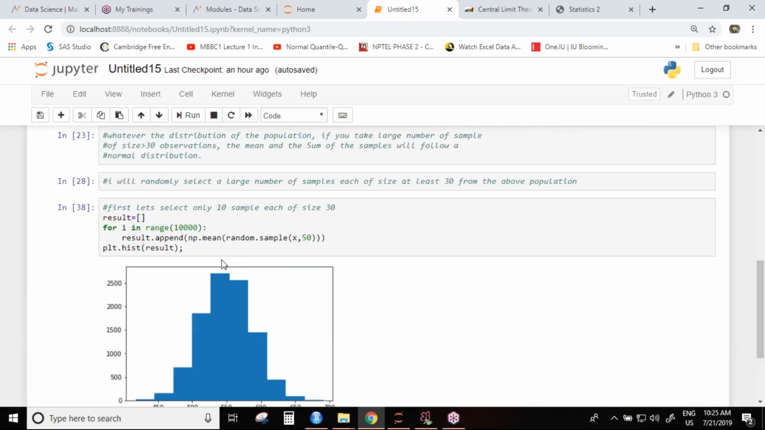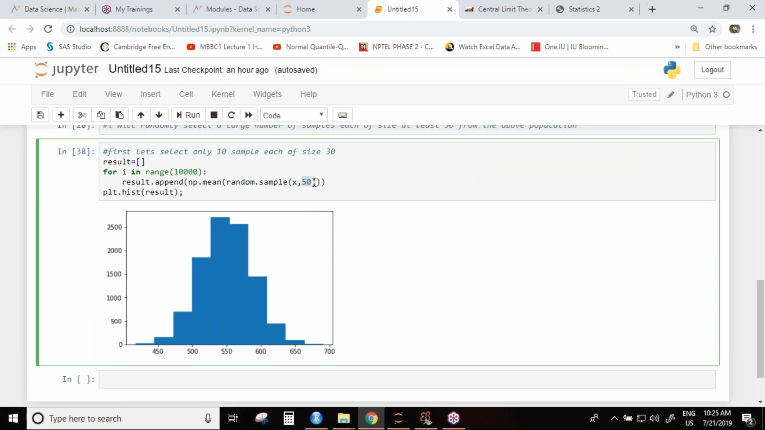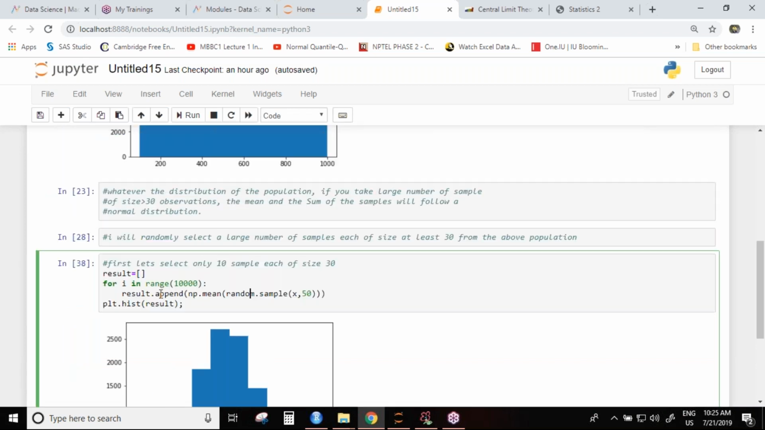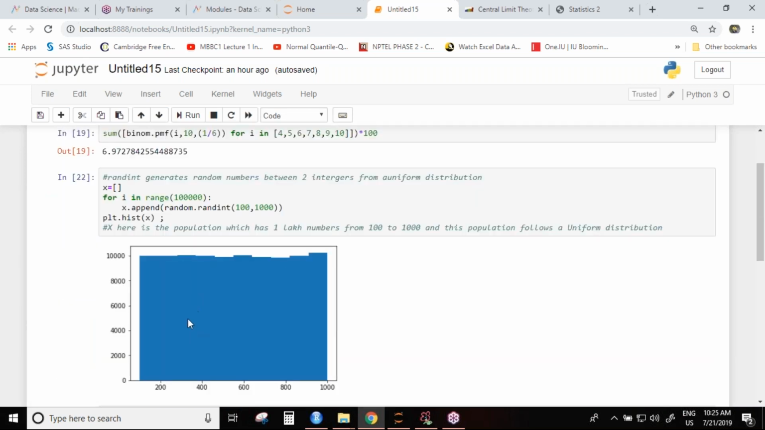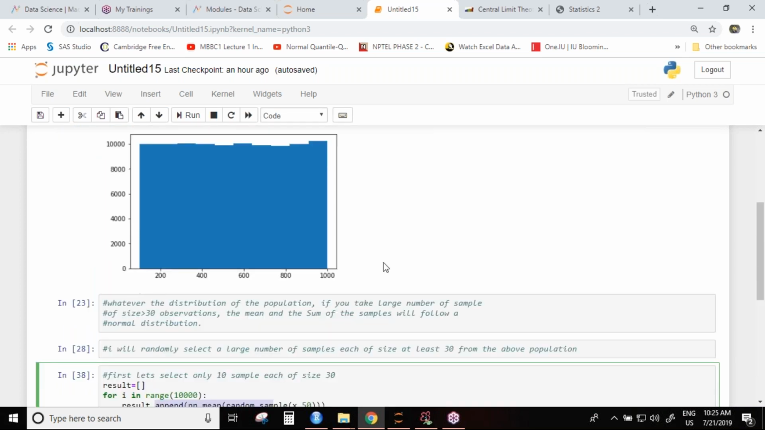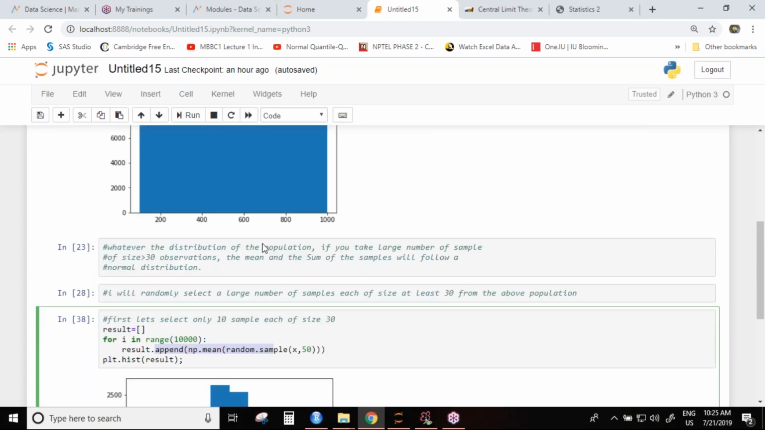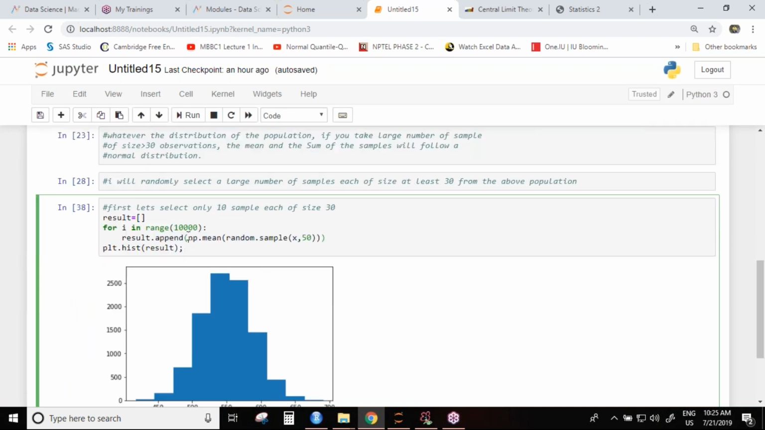Now I will take samples. So how many samples will I take? I will take 10,000 samples. I have started a loop which runs 10,000 times, and inside the loop, I am taking a random sample from the population above, taking 50 numbers from that population. So in the first iteration, 50 numbers between 100 and 1000 will be picked, and then the average of those 50 numbers will be calculated.